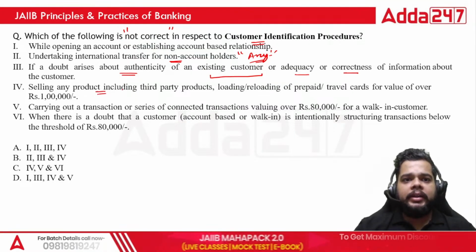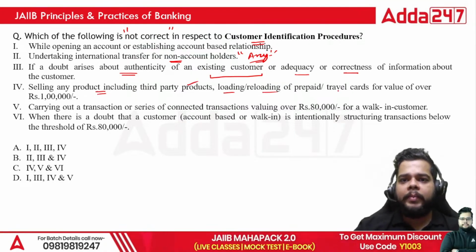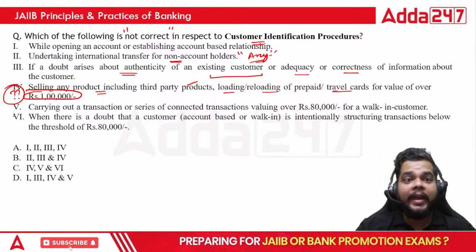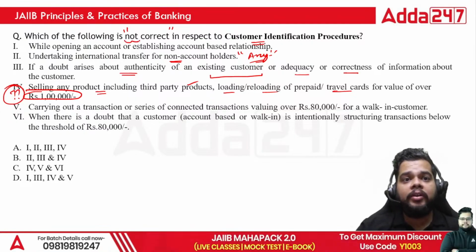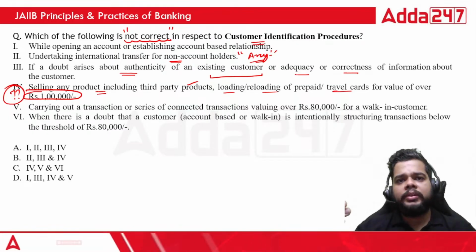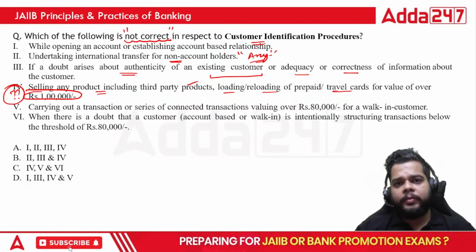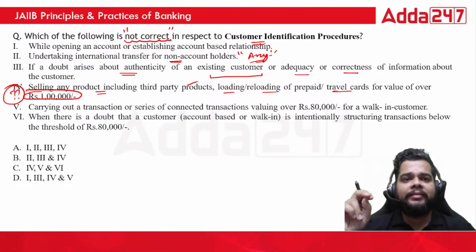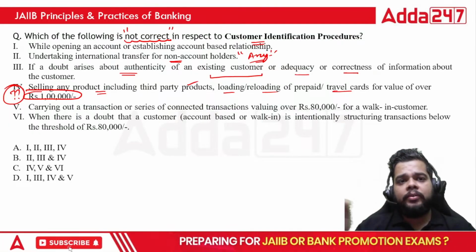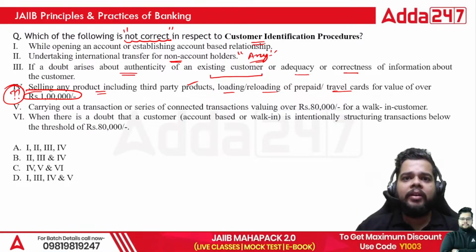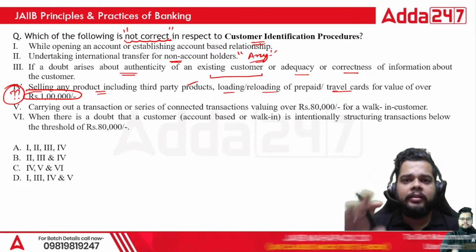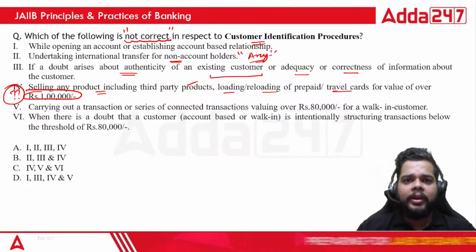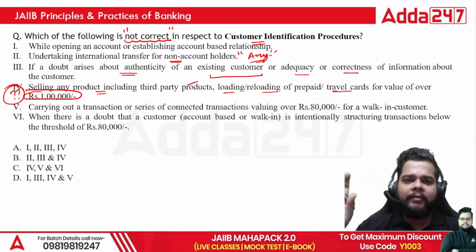Selling any product, including third-party product, loading, reloading of prepaid travel cards for value of over rupees 1 lakh. So whether this is correct or not, the value of 1 lakh, and we have to select what? Not correct. See, when I talk about the series which we are running here, Hero to Superhero series, it will not only tell you the concepts and the questions, but also how to approach these questions. And we will try our level best to tell you how the IIBF will be making your life tough while sitting in the examination. The exam itself is not that tough, but how the question statement has been molded by the examiner makes this exam really very tough.